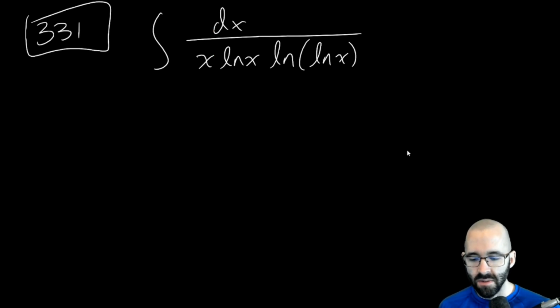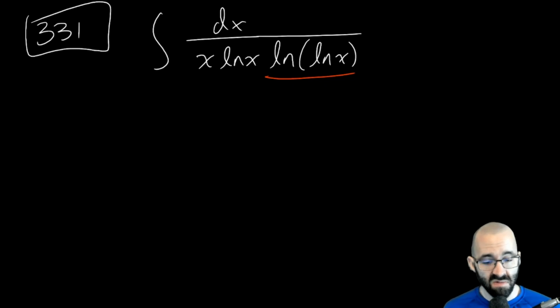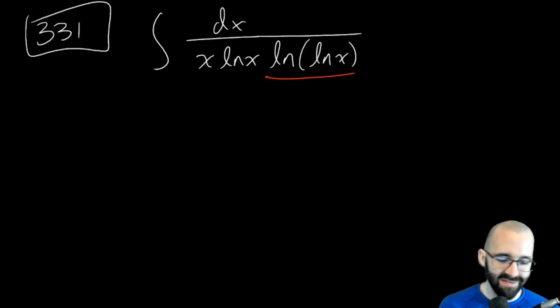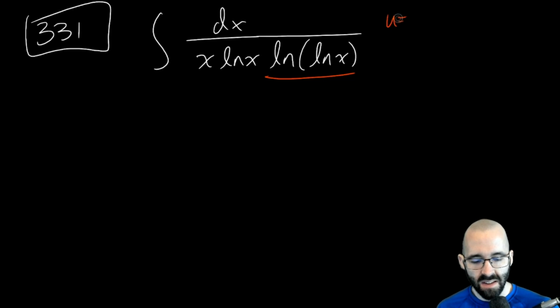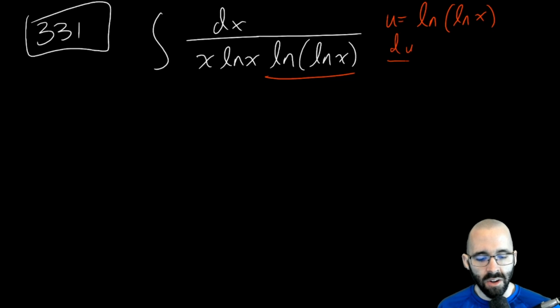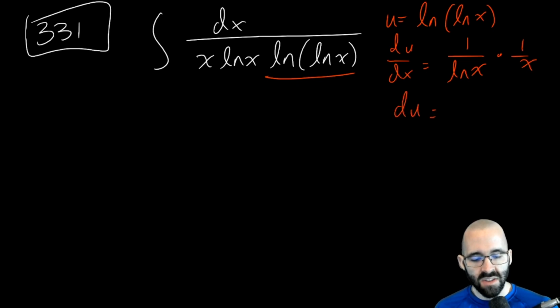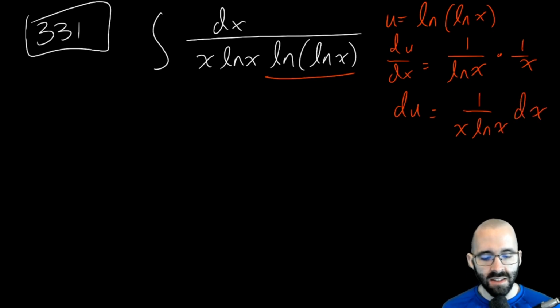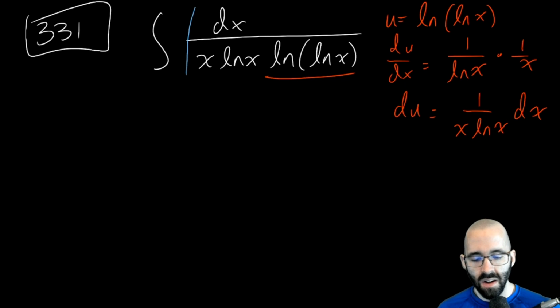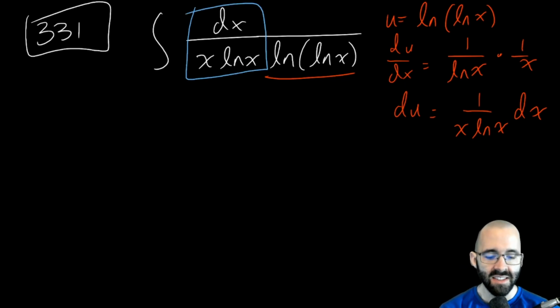So what's the better choice? What if this is our u? Let's see what happens. If it's the natural log of the natural log of x, well then the derivative of that, the derivative of this outside ln is 1 over the inside. Chain rule says we have to multiply by the derivative of that inside, which gives us that du is 1 over x times ln of x times dx. Oh. And that's exactly what we have.